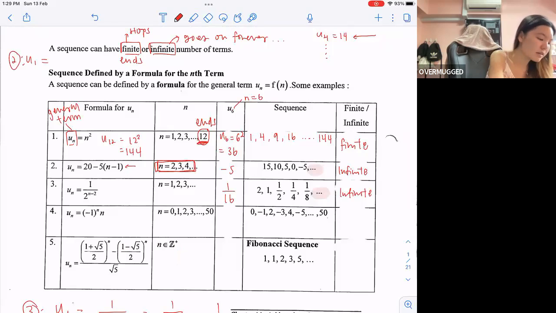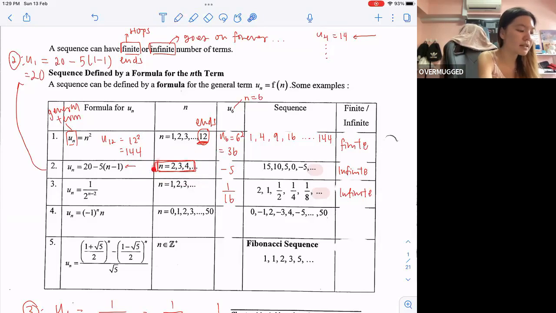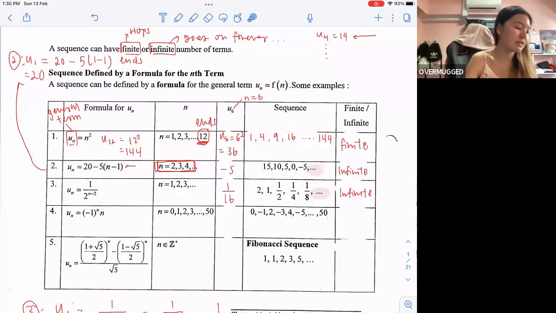If I put U1, what will I get? I will get 20 minus 5, and then 1 minus 1, which is 0. So ultimately, I'll get 20. But this is not included in sequence number 2 because over here I've defined that in this sequence I only want it from n equals 2 onwards. Does that answer your question, Ren? All right, awesome. I hope everyone understands.